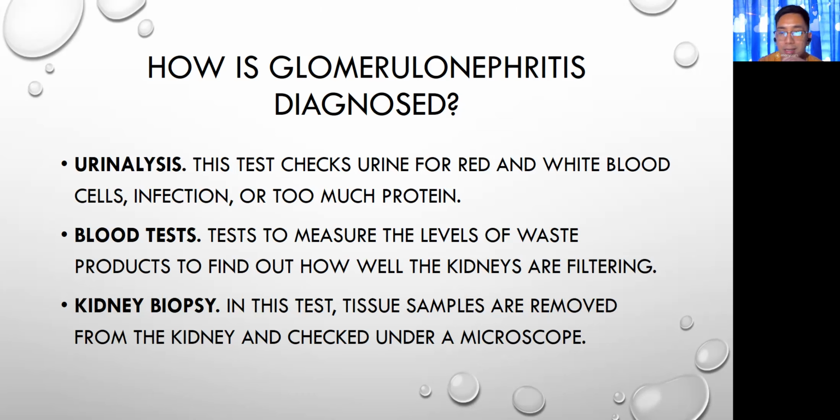Next, we have the blood tests. This test is to measure the levels of waste products to find out how well the kidneys are filtering. Next, the commonly used one is the kidney biopsy. In this test, tissue samples are removed from the kidney and checked under the microscope. They check if there is inflammation in the glomerulus, and they will diagnose if it is glomerulonephritis.